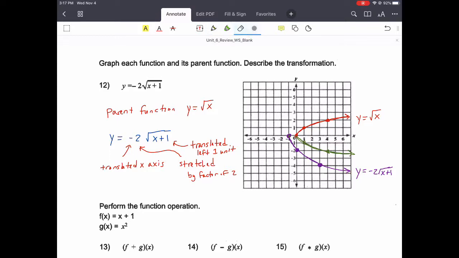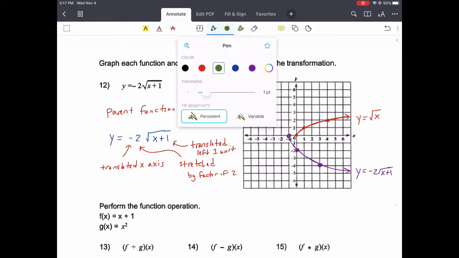So we can kind of erase some of this stuff. Then you move one to the left, so you're here, and you're here. And then if you think about the stretch by 2, you're essentially just doubling those values, and that brings you down to the purple graph. And so our parent function is in red, our transformed function is in purple.